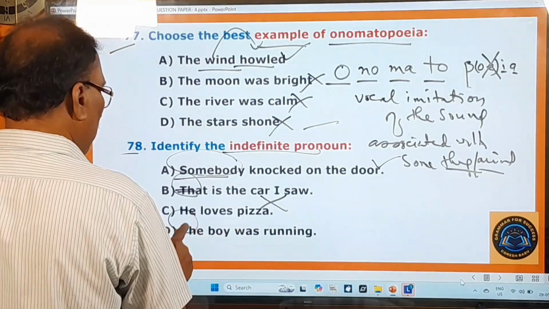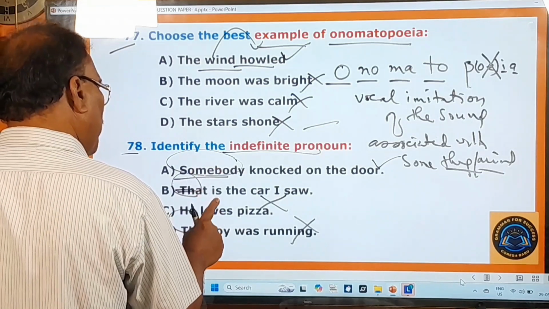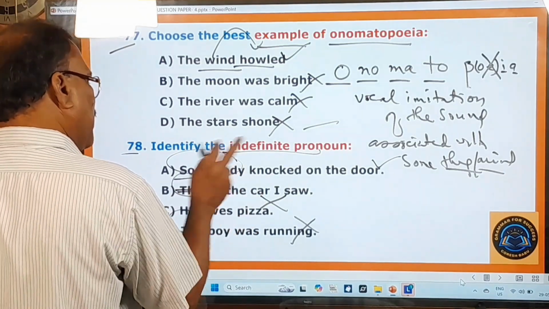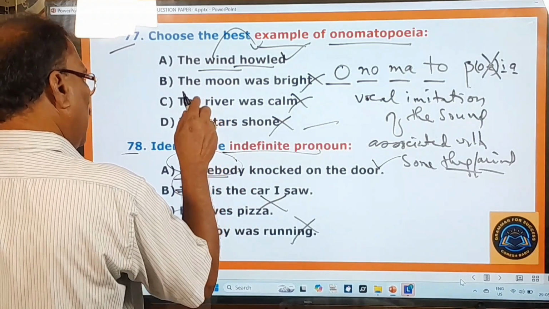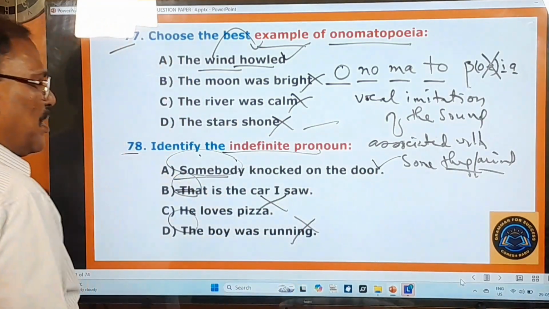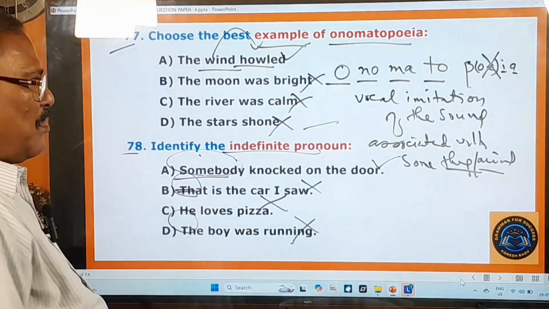No pronoun. So in the second example, third example, fourth example, there is no indefinite pronoun. Only in the first sentence there is the indefinite pronoun used, that is somebody. Therefore the first sentence is the right one and all others are wrong ones. You move on to other questions.